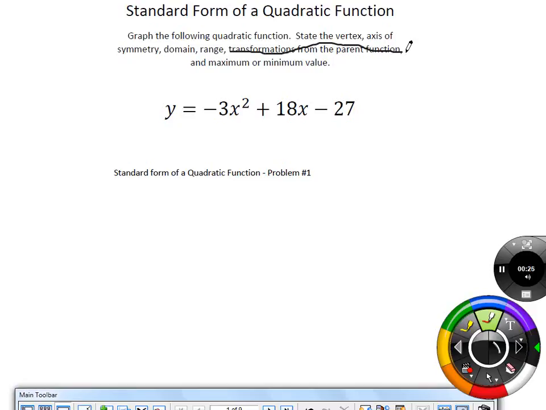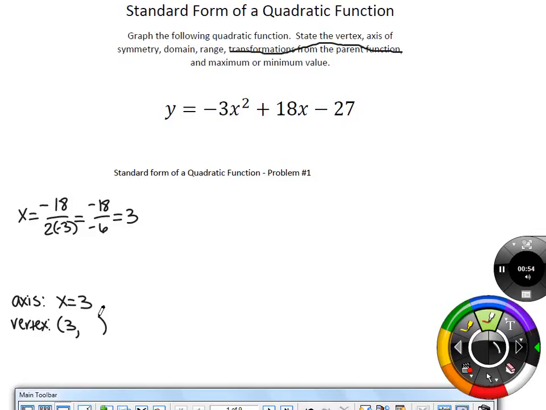So looking at everything else, remember when it's in standard form, a great place for us to start is to look at x equals negative b over 2a, which in this case will be negative 18 over negative 6, which is 3. So our axis of symmetry is x equals 3. Our vertex then is going to have 3 as the x-coordinate and whatever we get from plugging into the function as the y-coordinate.